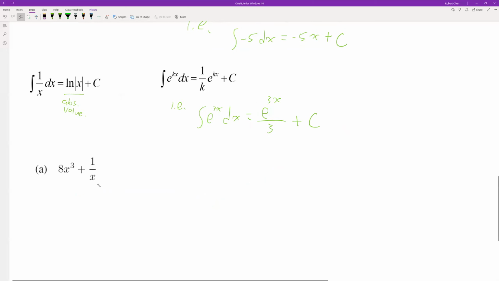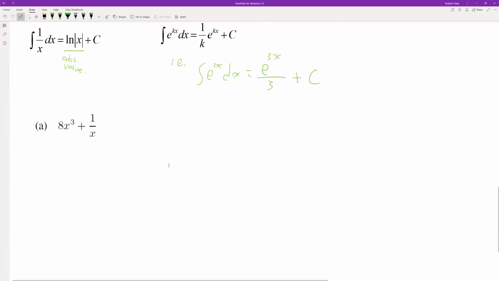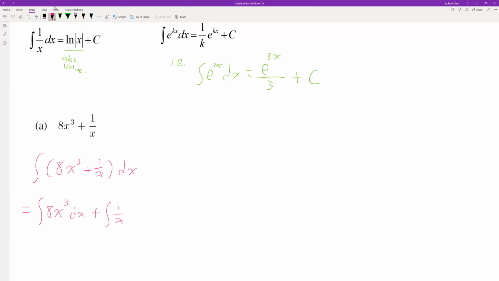Okay. All right, so we have 4 rules, and we're going to focus on these 4 for now. All right, let's look at our first example. We have 8x cubed plus 1 over x, right? So our goal is to integrate this dx. Now, just like derivatives, we can integrate them term by term, right? So that means I can integrate 8x to the third dx plus the integration of 1 over x dx.